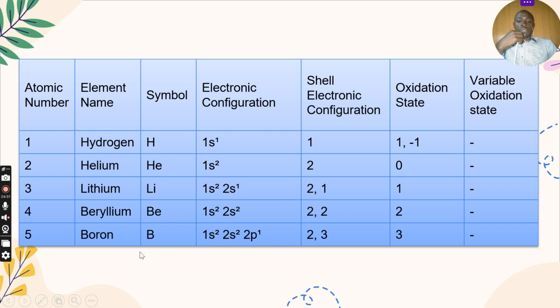And then boron, similar, 1s2, 2s2, 2p1. It would rather lose 3 electrons to have a full shell than to gain 5 electrons. Yes, basically that's how it works.